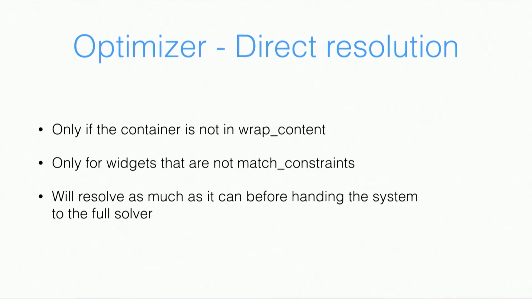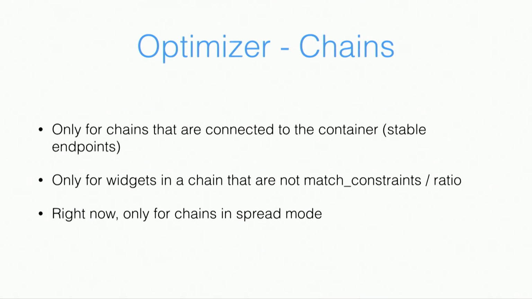And finally, chains are a bit trickier. If we have stable endpoints, basically if the chain is connected to the parent on both ends, and remember, a chain is this series of widgets that are connected to each other with bidirectional constraints. And very important, the chain has to be connected on both ends, on both terminals. At the end of the chain, it has to be connected one way and the other way.